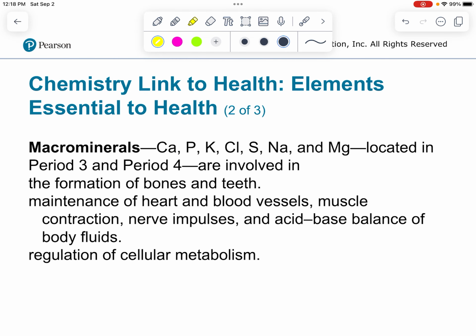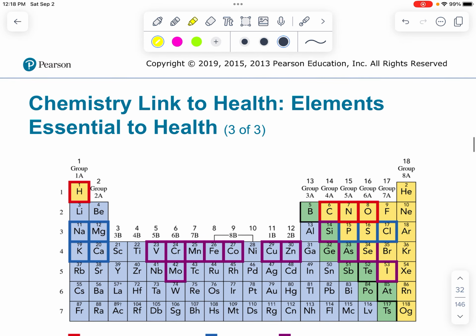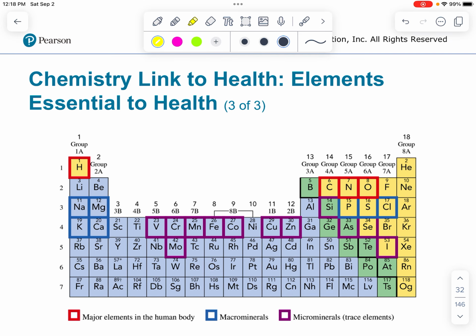There are also macro minerals: calcium, phosphorus, potassium, chlorine, sulfur, sodium, and magnesium. They are involved in the formation of bones and teeth, maintenance of heart and blood vessels, muscle contraction, nerve impulses, and acid-base balance of body fluids, and important in the regulation of cellular metabolism. So those are boxed.